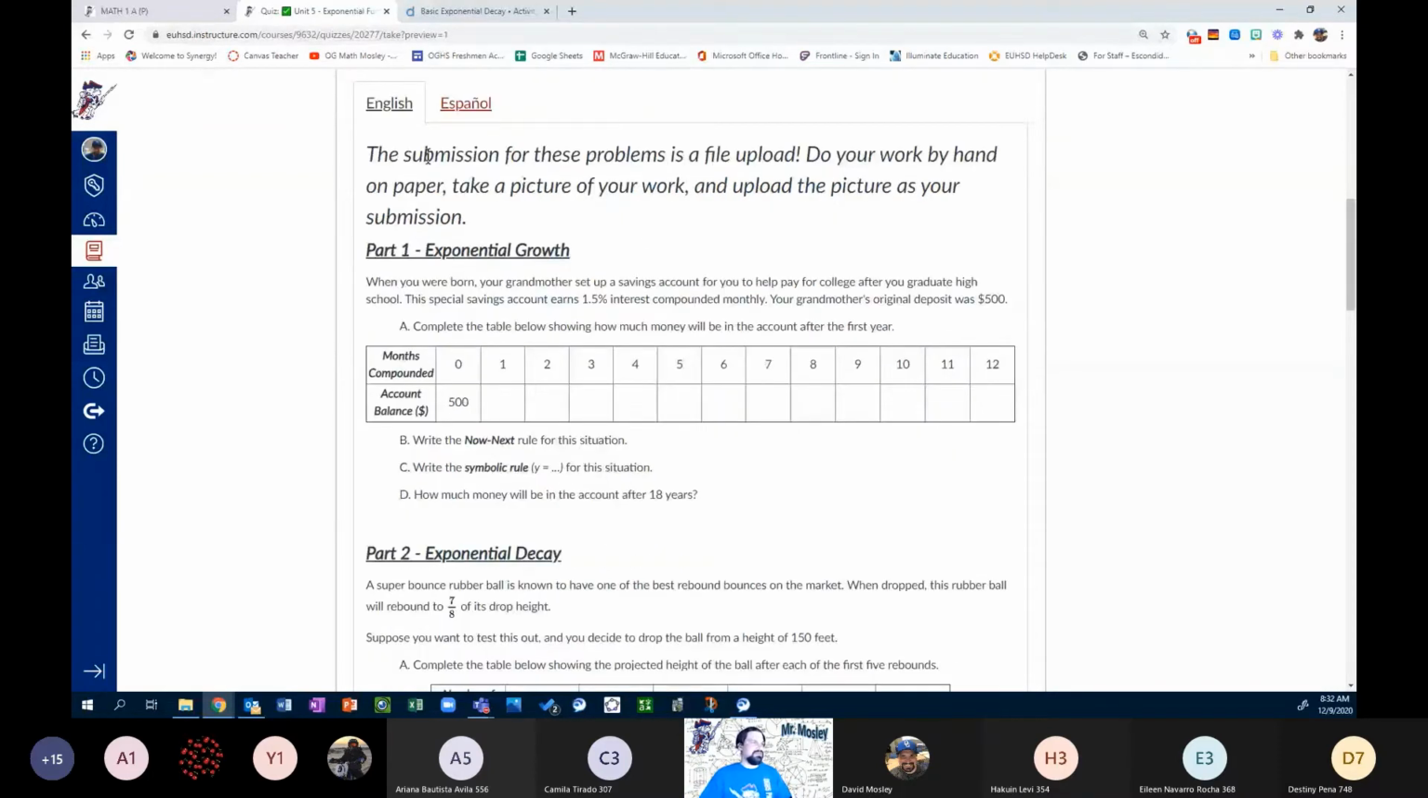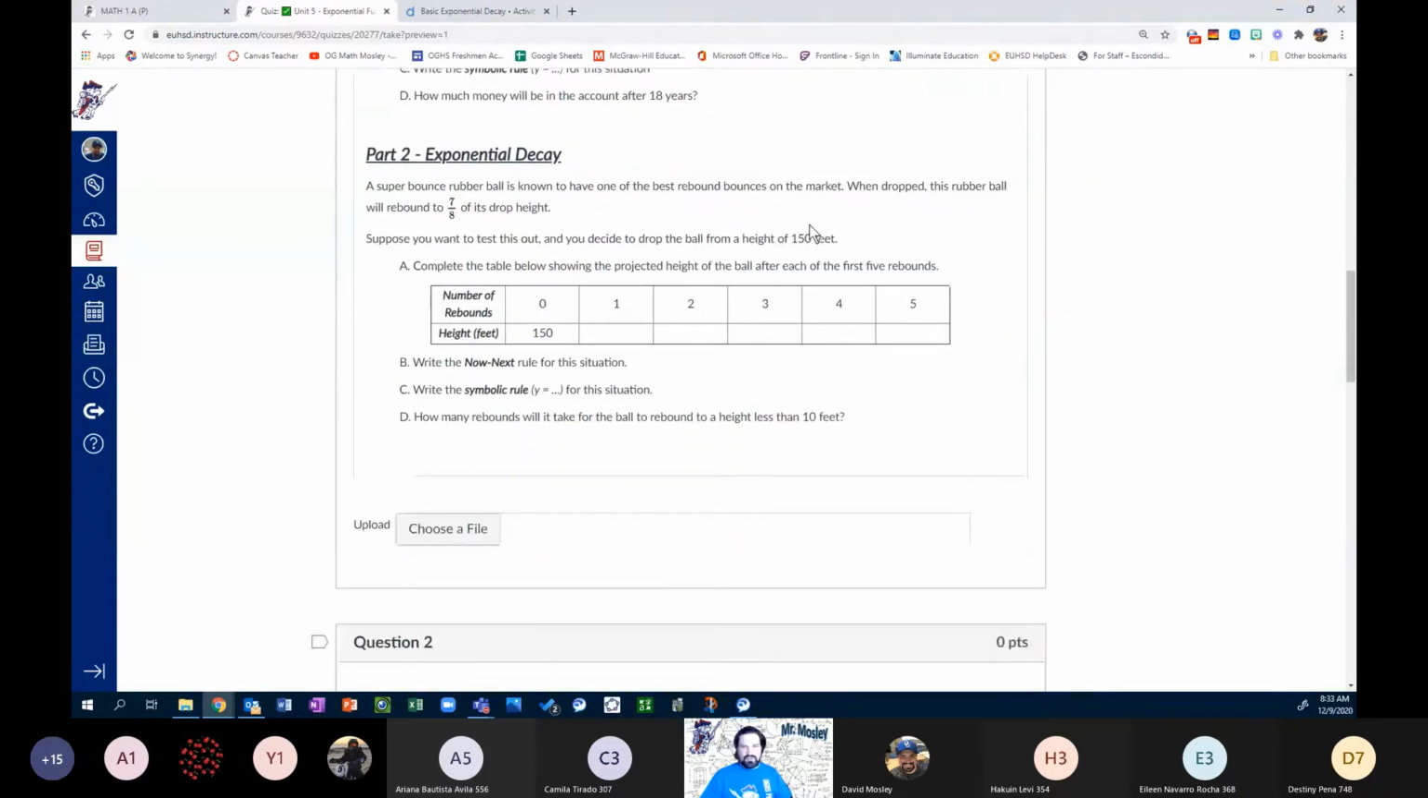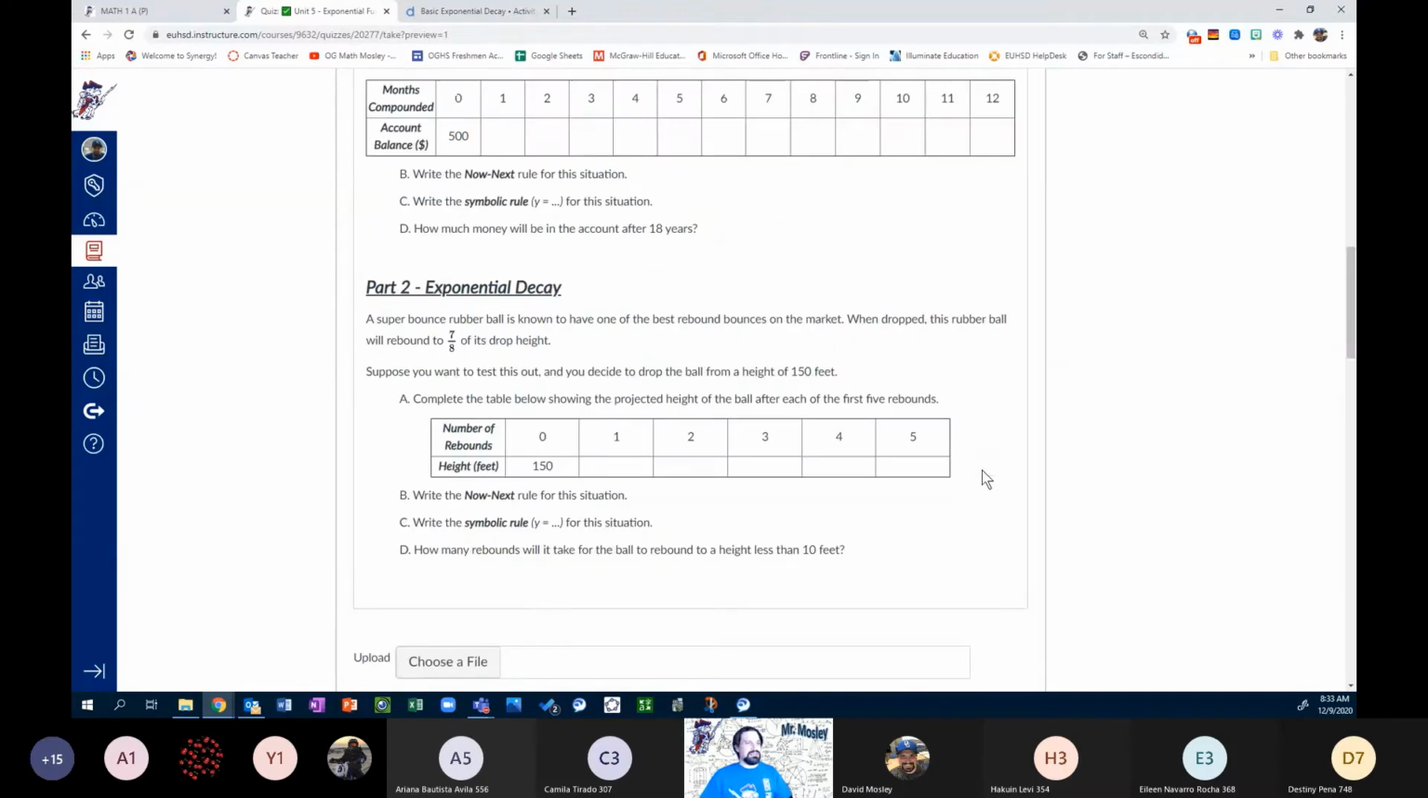The submission type for this is a file upload. Do your work by hand on paper, take a picture of your work and upload the picture as your submission. That's why it says choose a file. That's going to be the easiest way to do it. If you want to do this on a Word document or a Google document, you can definitely do that as well and upload that document as your file.